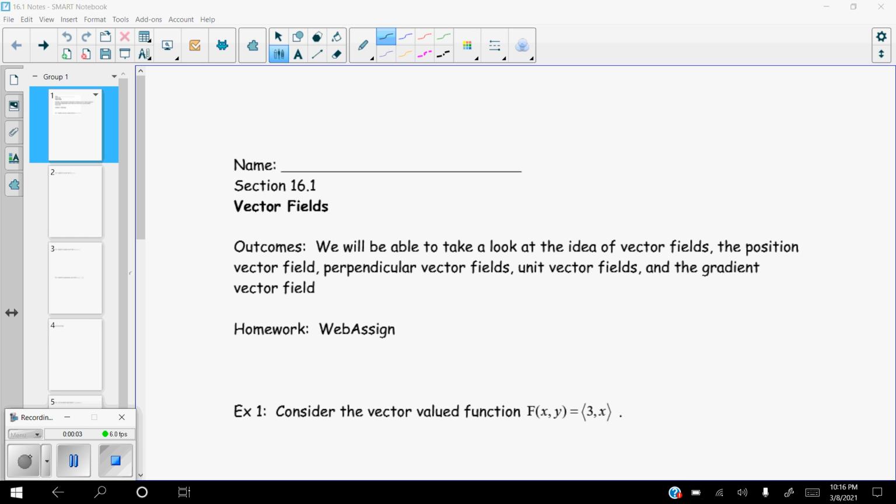Okay, so this is chapter 16, section 16.1. This is the last chapter that we will do in all of calculus. So let's get it started.